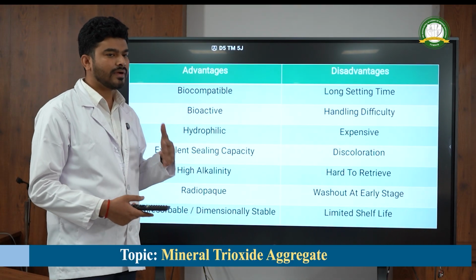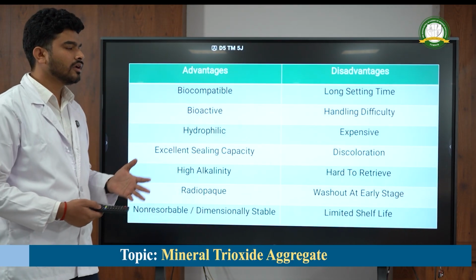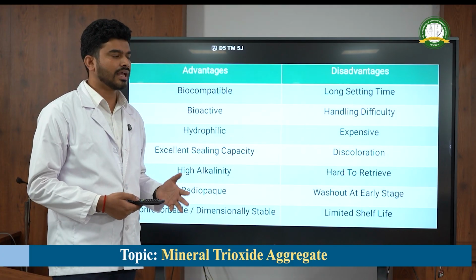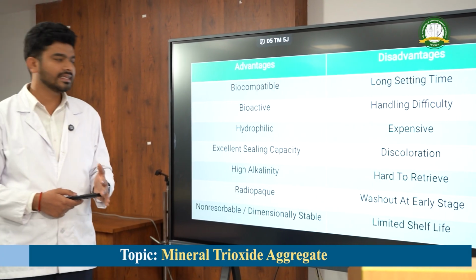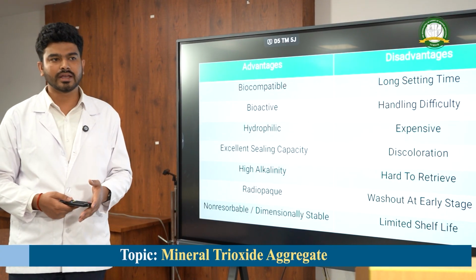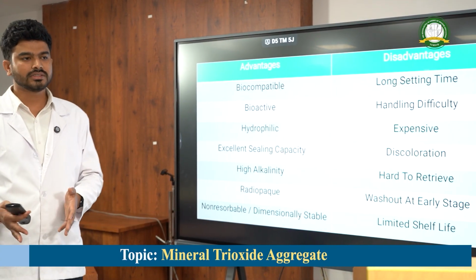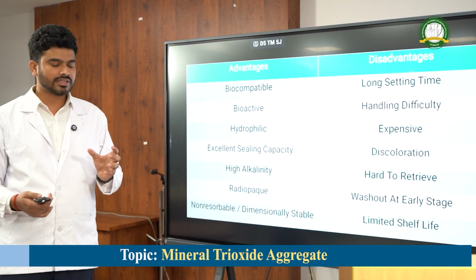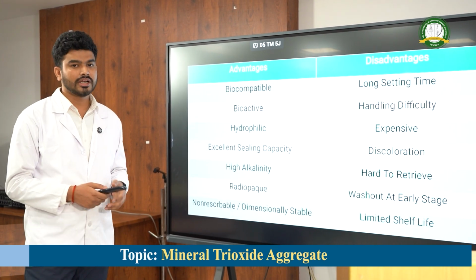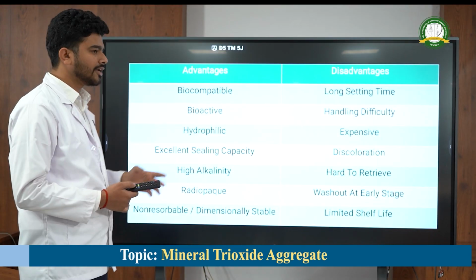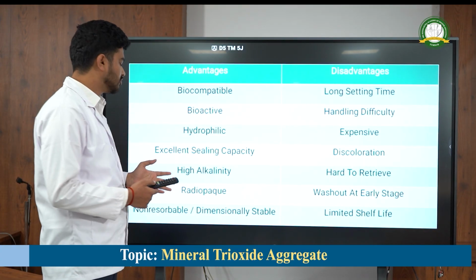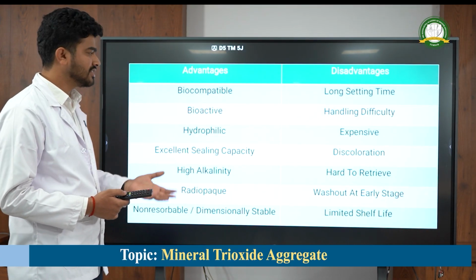That is, it requires moisture to set, so there is no need to maintain isolation as compared to other restorative materials. It also has excellent sealing capacity. Once you place it into the cavity and leave it for a few minutes, it sets hard and turns into a hard mass, so it is very hard to retrieve once you place the MTA. It also has radiopacity, and it is non-resorbable, a dimensionally stable material.